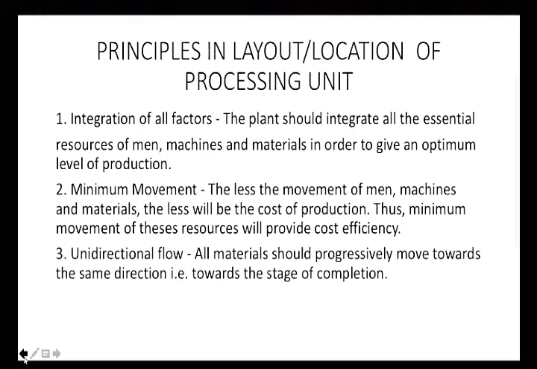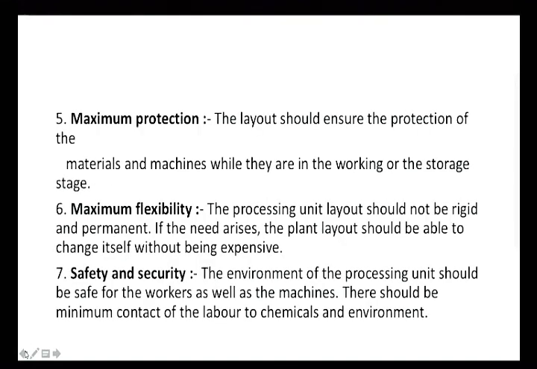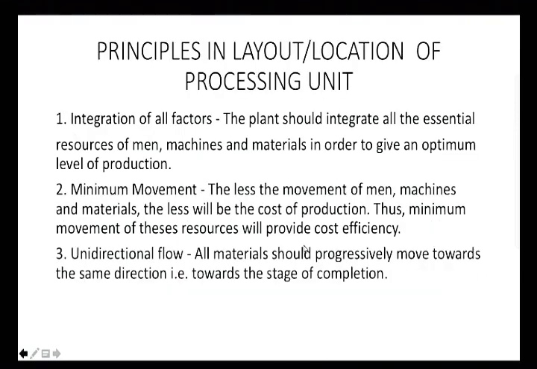In this unidirectional flow, what exactly do we have to follow? All material should progressively move in the same direction toward the stage of completion, because whatever final product we are getting is leading to the final stage of production. From the initial stage of production or procurement of the raw material to reaching the final product, it should be unidirectional movement, not zigzag motion.